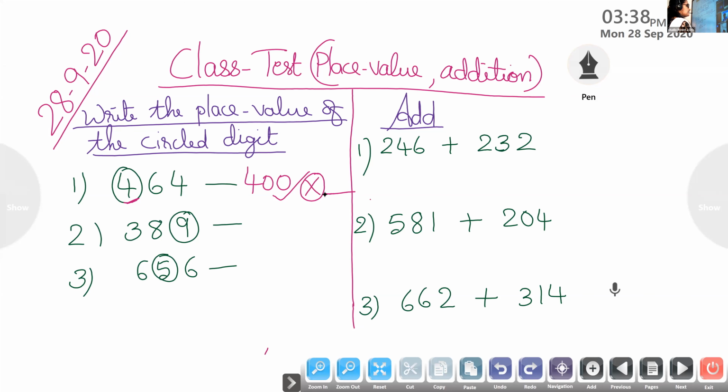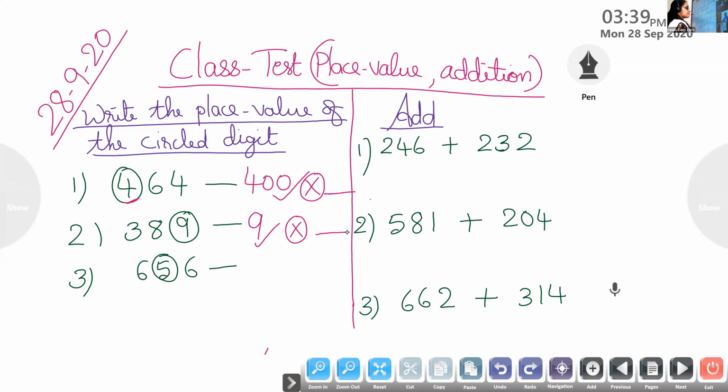Siddesh. Yes, ma'am. Second one, 389. 9 is in the circle. Answer? 9. 9 itself. Because 9 is in the ones place. Since 9 is in the ones place, no need of putting any zeros. So that will be the final answer. Good. Put a tick mark. If it is wrong, cross it and write the correct answer near to it.